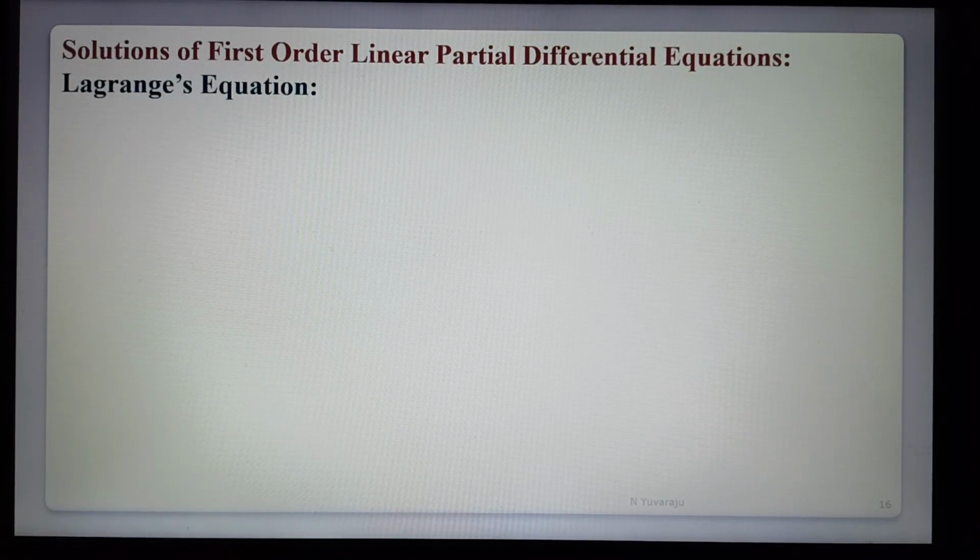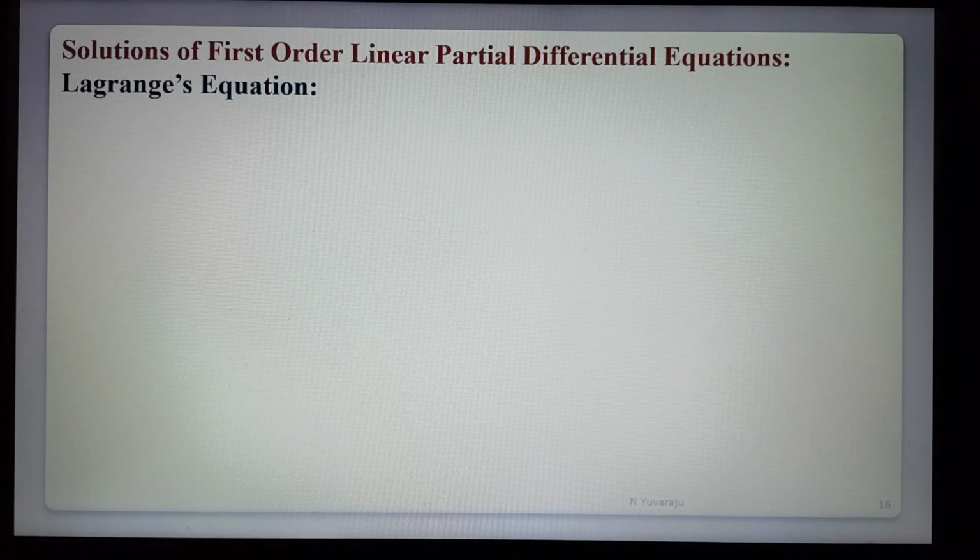Hi students, today we are learning the topic: solution of first order linear partial differential equations. In the previous lectures we discussed finding the partial differential equation for a given equation by eliminating arbitrary constants and arbitrary functions.